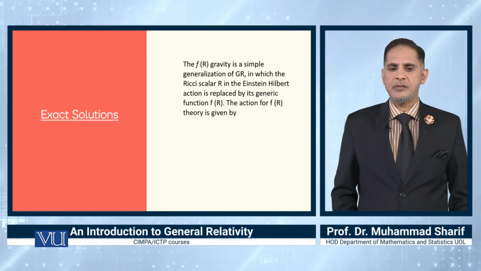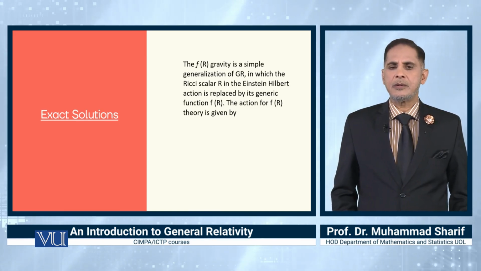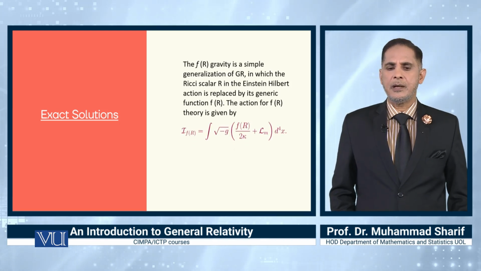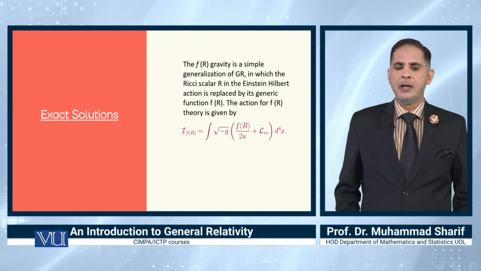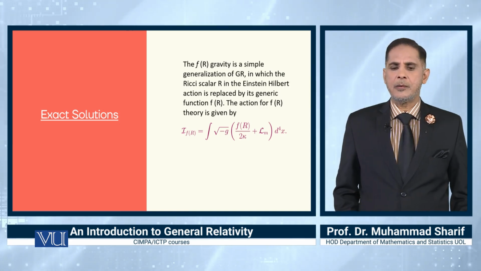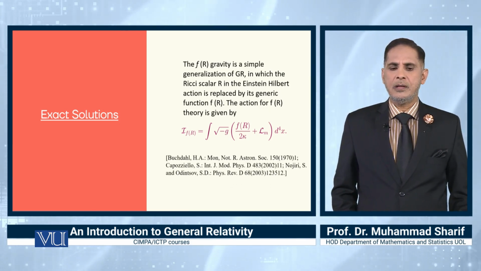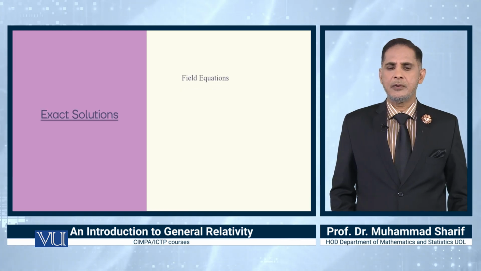The F(R) gravity is a simple generalization of GR in which we replace the Ricci scalar in the Einstein-Hilbert action. So, the action for the F(R) theory is given here. You can see from this action that we have in fact replaced the Ricci scalar R with an arbitrary function F(R). Obviously, the corresponding field equations will be as follows.